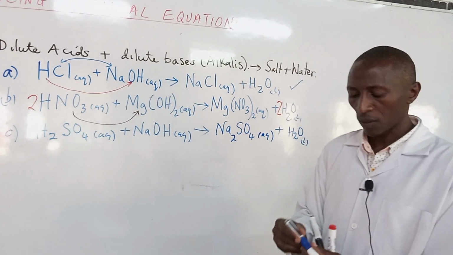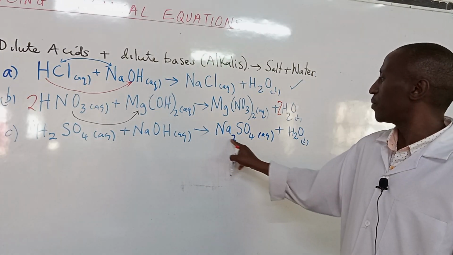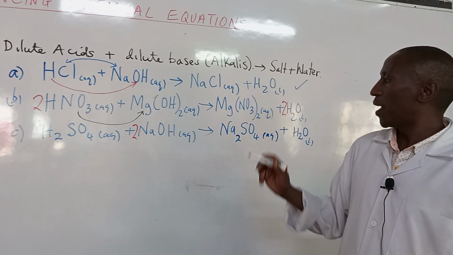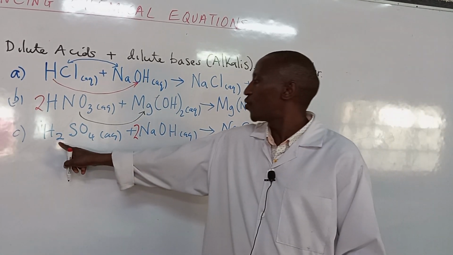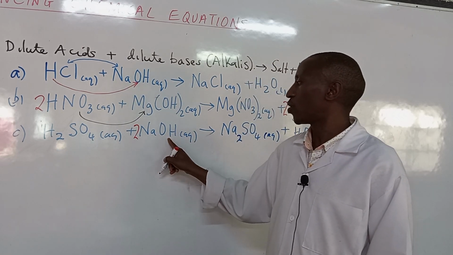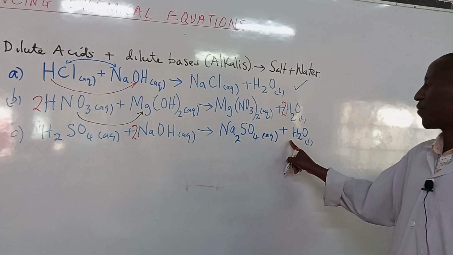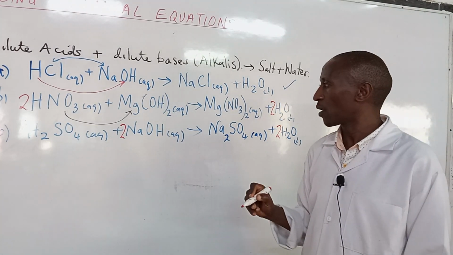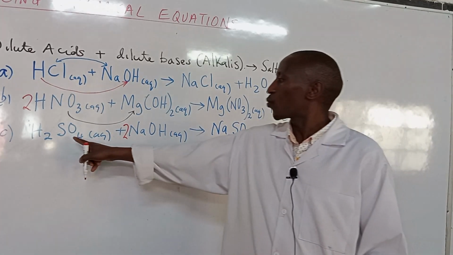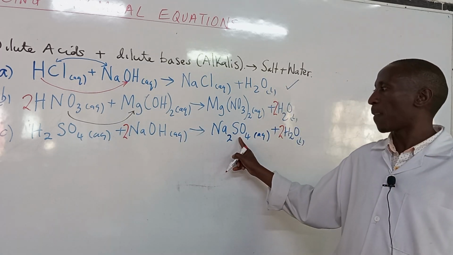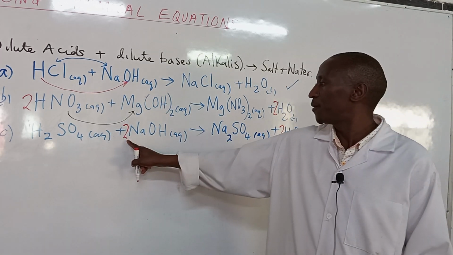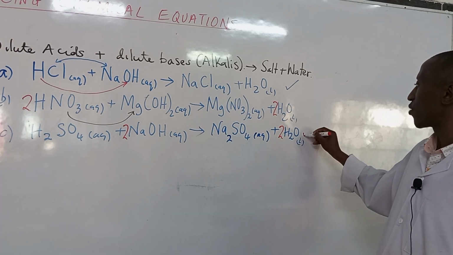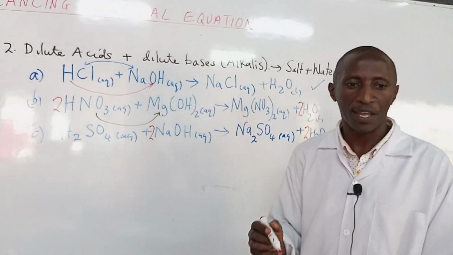So we balance. What do we get? The sodiums are 2, so we introduce a 2 here. The hydrogens are now 2 plus these 2. That makes 4. How many do we have here? 2. So we balance that by placing a 2. Look at the others. The sulfate is 1 here, and we have 1 here. The oxygen are 2 here, and we have 2 times 1, that makes 2, and that equation is also balanced.